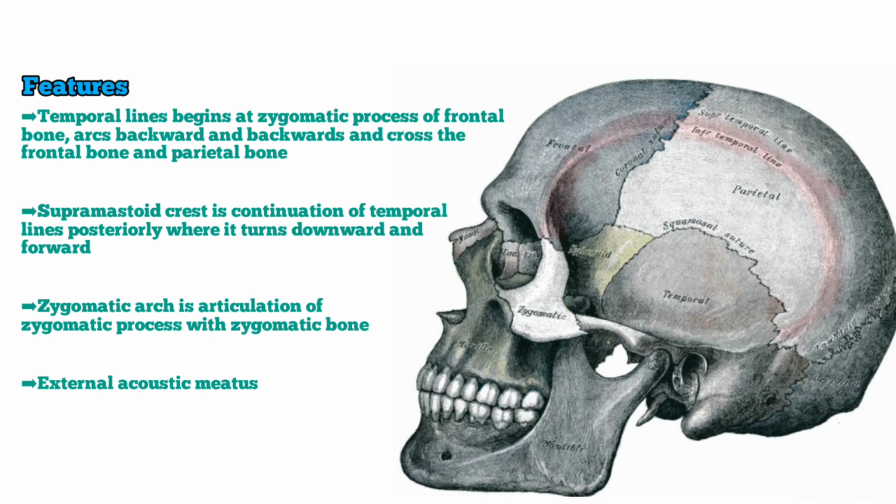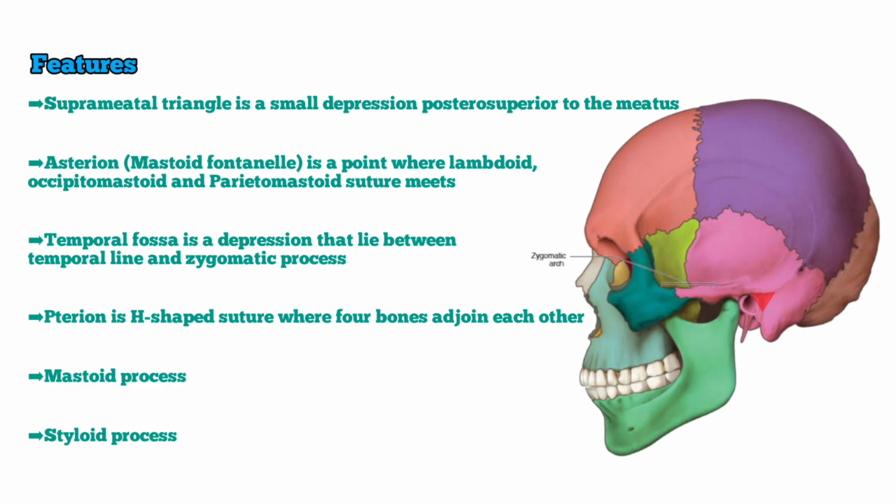Features: the temporal lines begin at the zygomatic process of the frontal bone, arc backward and cross the frontal bone and parietal bone. The supramastoid crest is the posterior continuation of the temporal lines, where it turns downward and forward. The zygomatic arch is formed by the articulation of the zygomatic process with the zygomatic bone. The external acoustic meatus, and the suprameatal triangle, a small depression posterior-superior to the meatus. Asterion, the mastoid fontanelle, is the point where the lambdoid, occipitomastoid and parietomastoid sutures meet. The temporal fossa is a depression that lies between the temporal line and the zygomatic process.